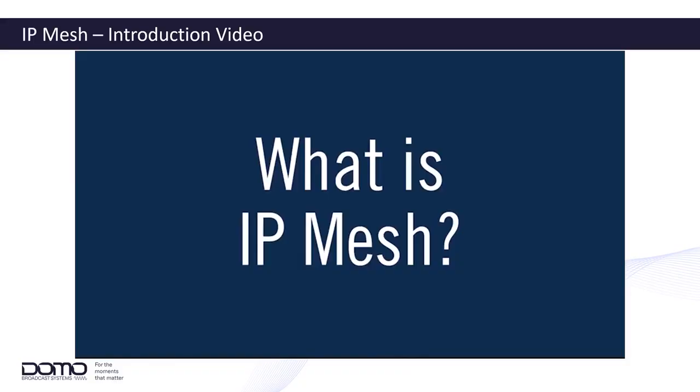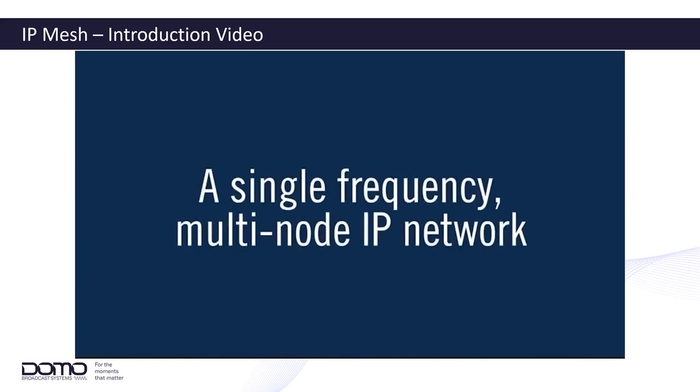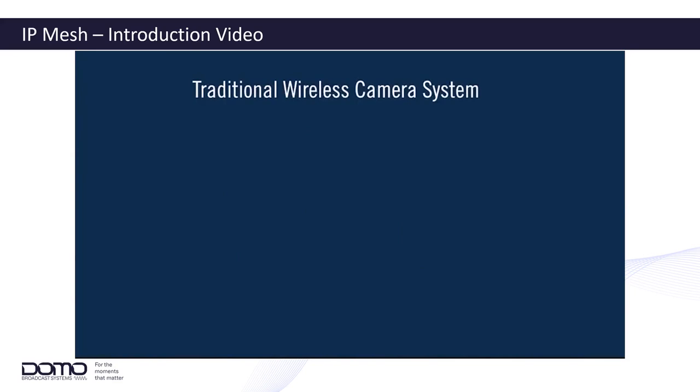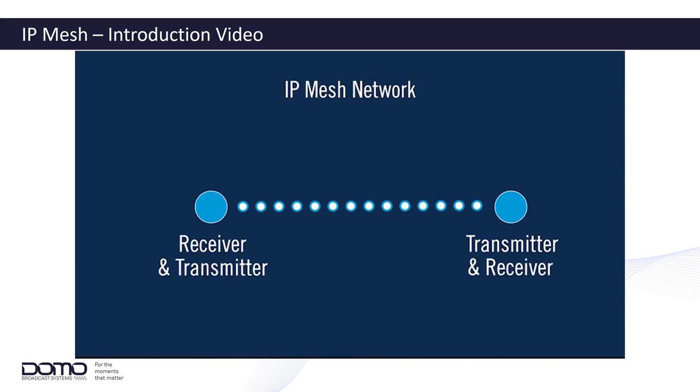IP mesh. What is it? Fundamentally, it is a single frequency, multi-node IP network. In a traditional wireless camera system, there is a transmitter and a receiver. In a mesh network, every radio is both a transmitter and a receiver, so they are called nodes.